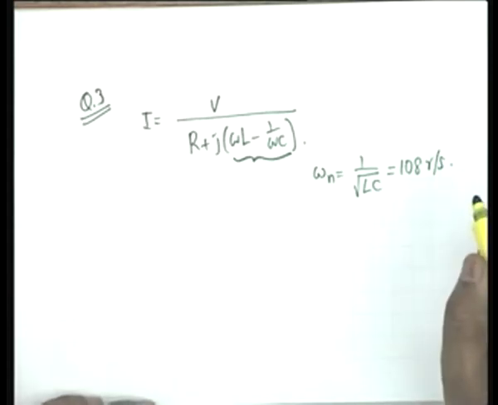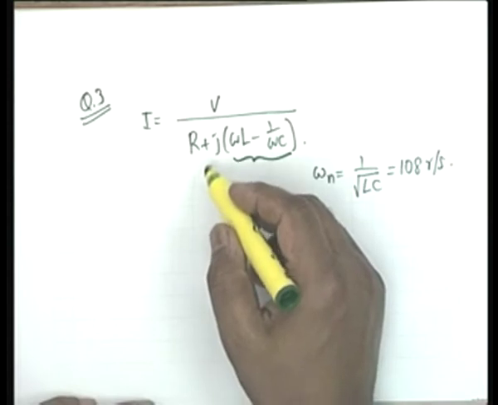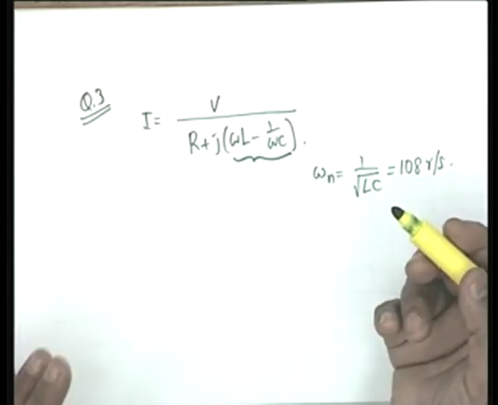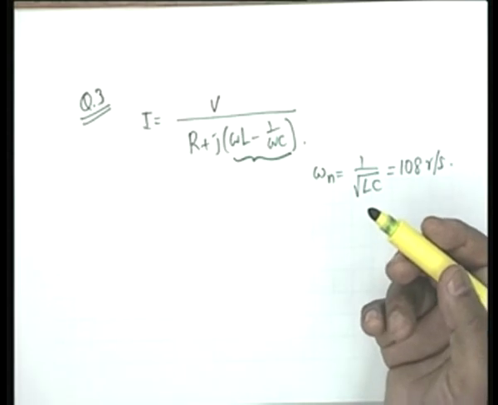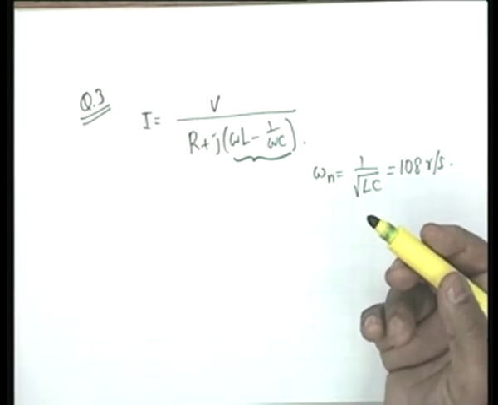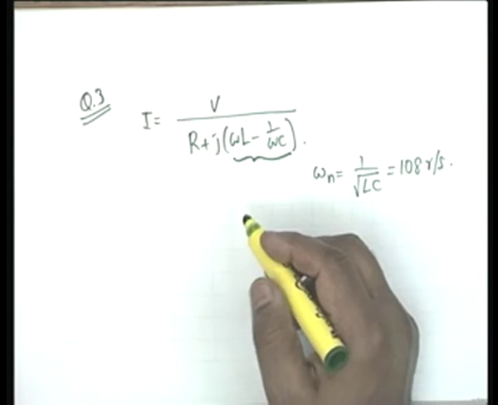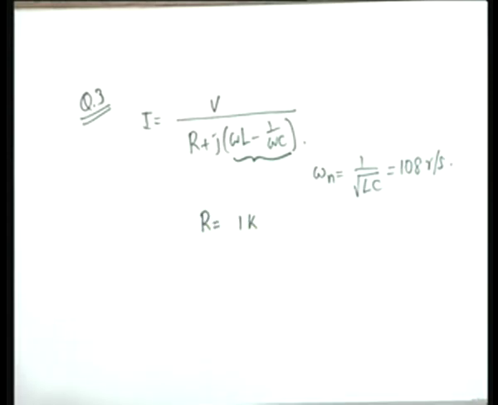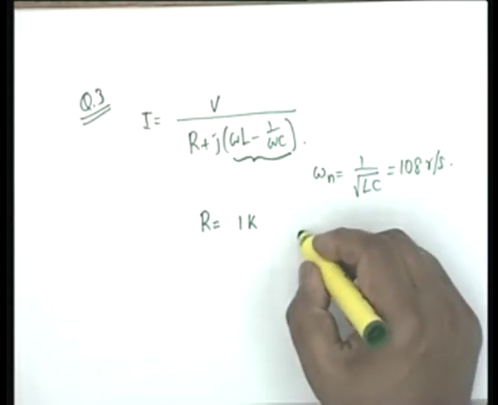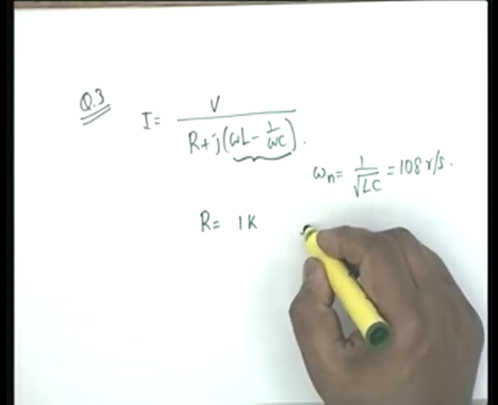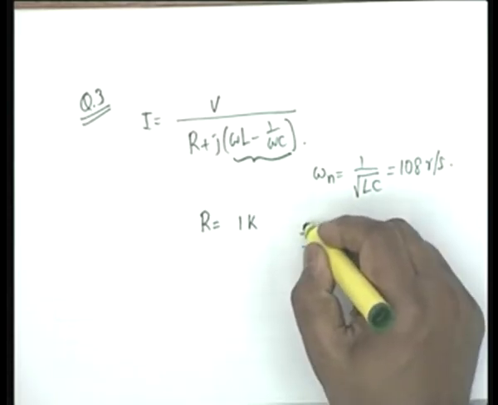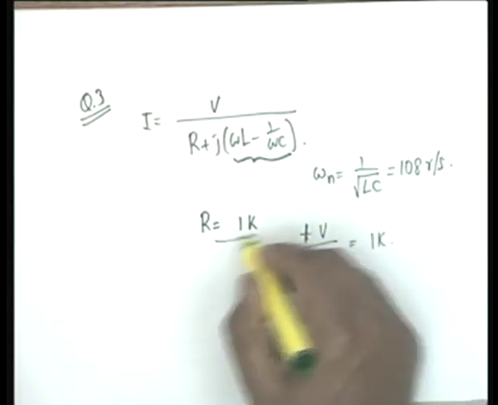It is also given that the maximum current obviously is reached at this frequency. The maximum current has to be V by R, and the source is 1 volt sinusoidal. The maximum current I max is given as 1 milliampere. So, 1 volt divided by 1 milliampere is obviously 1 K. So, the resistance is known.